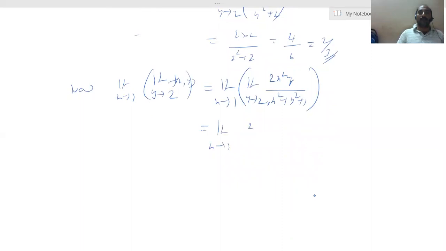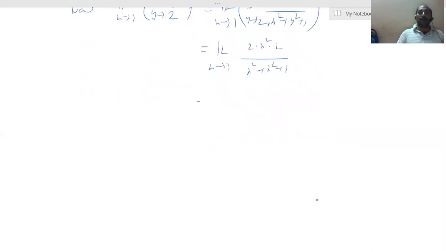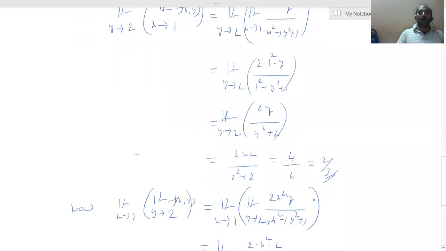The internal limit value becomes 2 into x square into 2 by x square plus 2 square plus 1. Now the limit value is limit x tends to 1, 4x square by x square plus 5. So substitute the x value: 4 into 1 square by 1 square plus 5, which is 4 by 6. What is the resultant value? 2 by 3. Observe that these two are equal. We are happy. Go for the second step.